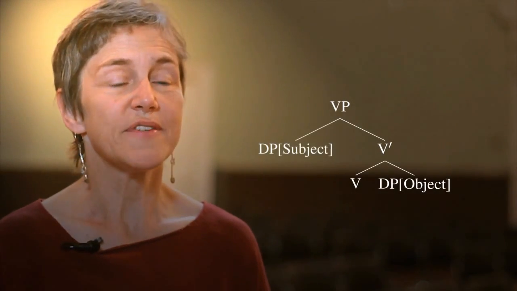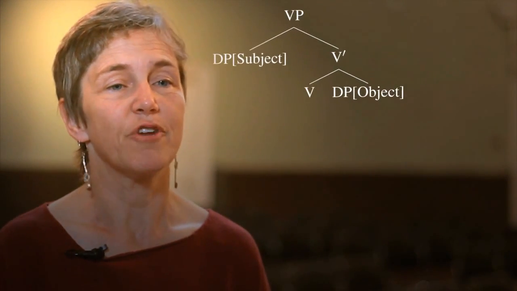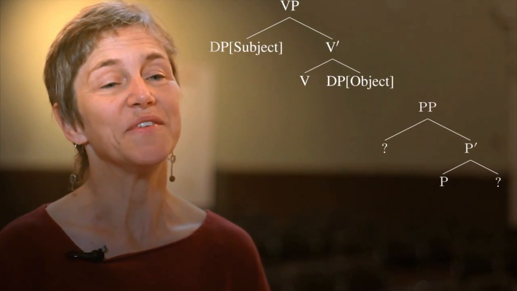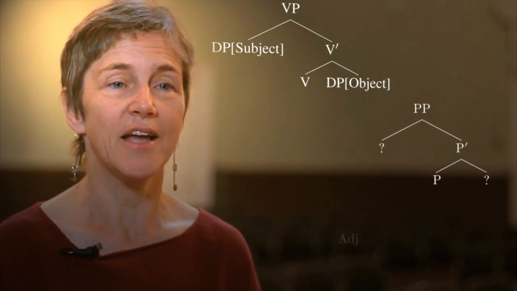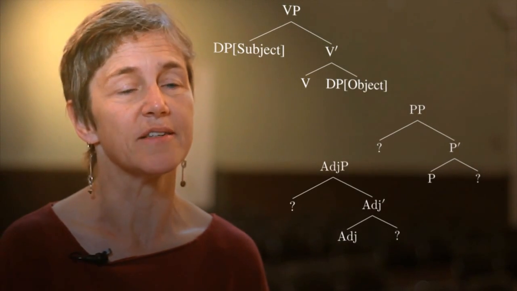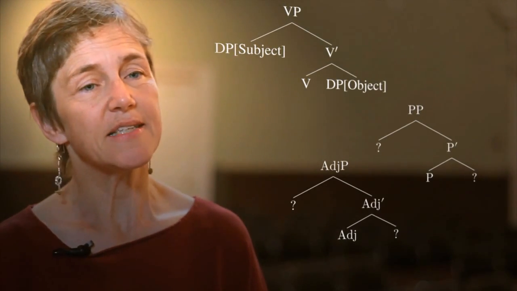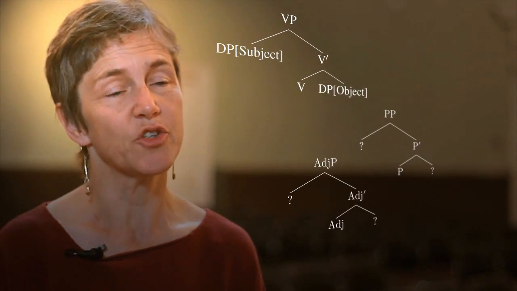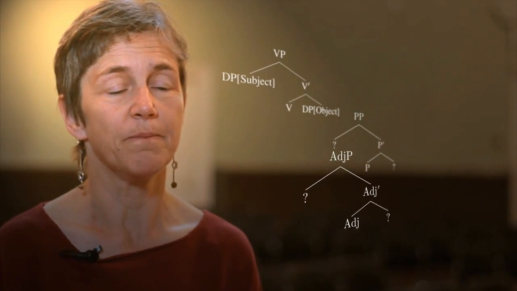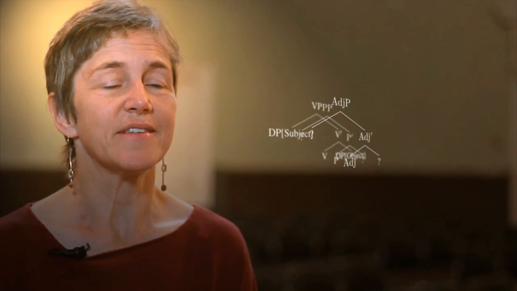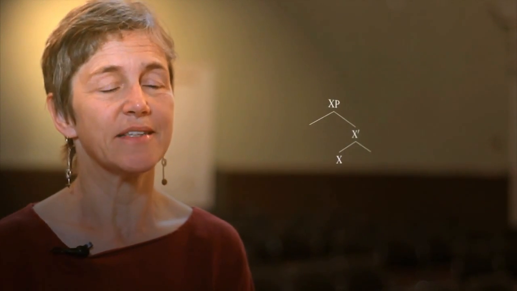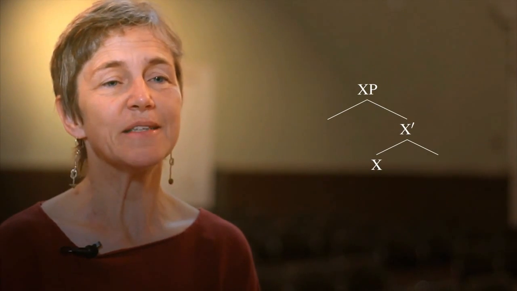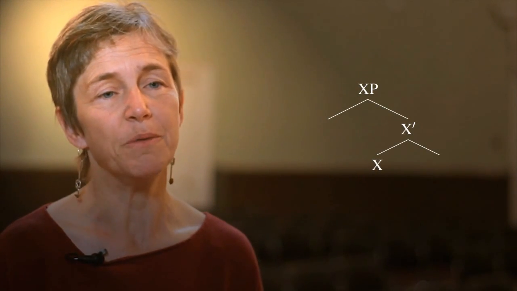We've seen phrases, of course, that have heads other than V, so we can have phrases headed by prepositions, PPs, or postpositions also. We've seen that you can have phrases headed by adjectives, so you have adjective phrases. We could hypothesize that phrases might all have a similar kind of structure, the kind of structure we've just seen for the VP. That hypothesis is sometimes called the X-bar schema. So according to the X-bar schema, all phrases have a similar structure to what we've just seen for the VP.